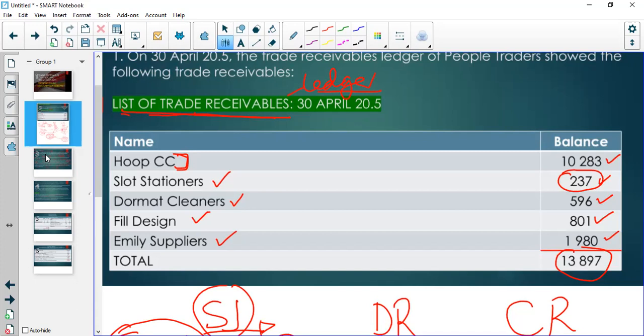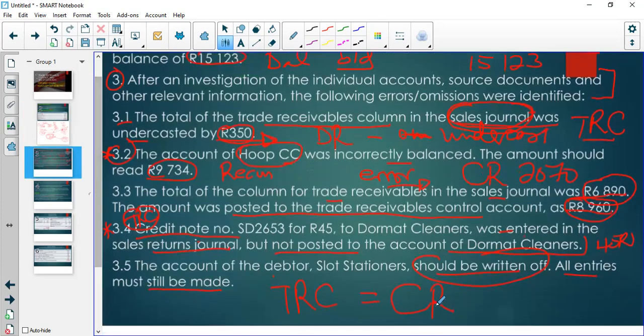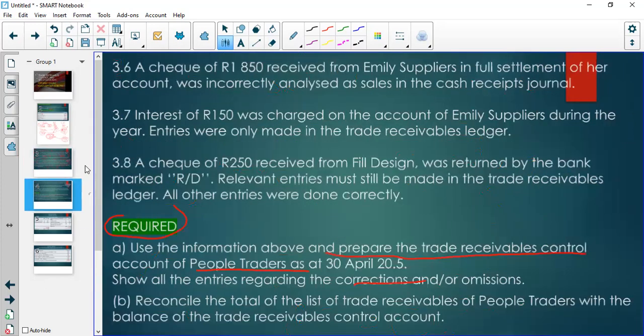Right. Brilliant. So that's where we are. So let's see. We said this is also going to be a reconciling item because it's going to affect the individual's account, Slot Stationers. So we're going to include it. So let's see what else we have.